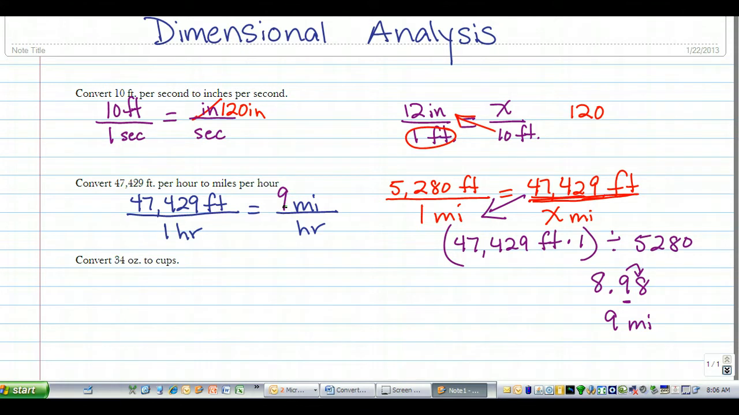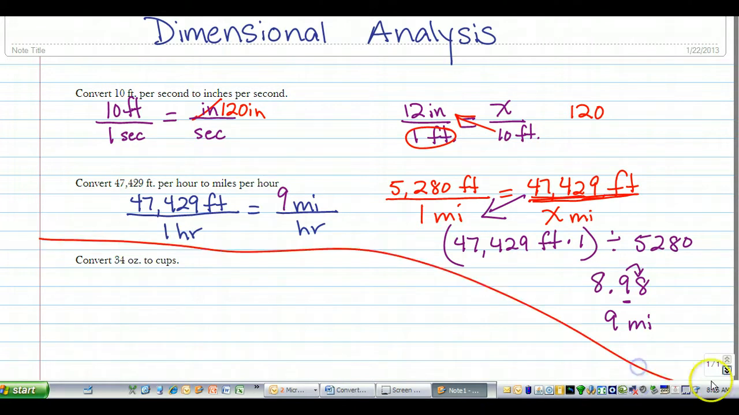Okay, it's okay to still be a little confused. We're going to keep doing these. Let's look at another one. Convert 34 ounces to cups.